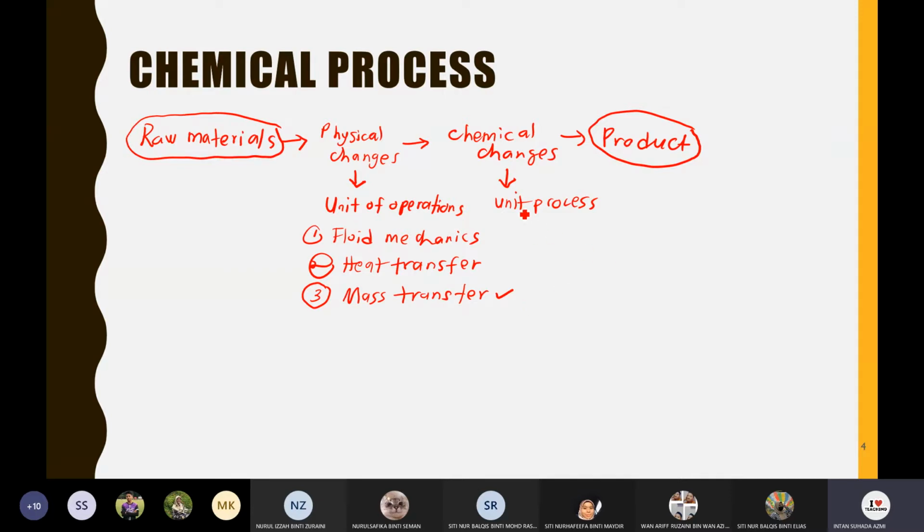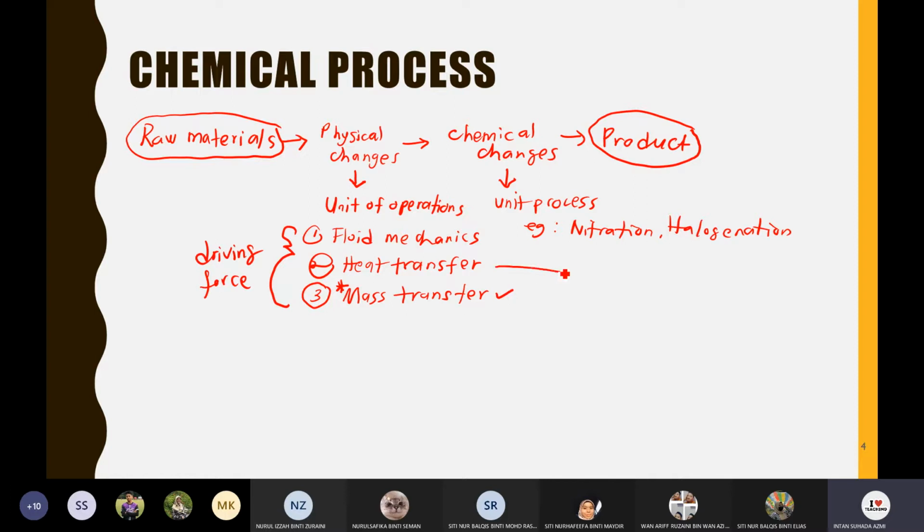For unit process in chemical changes, it's simple, for example, nitration process or halogenation. But we will not focus on this, we'll only focus on mass transfer. For these three, there is a need for a driving force. What is a driving force? It's actually simple.